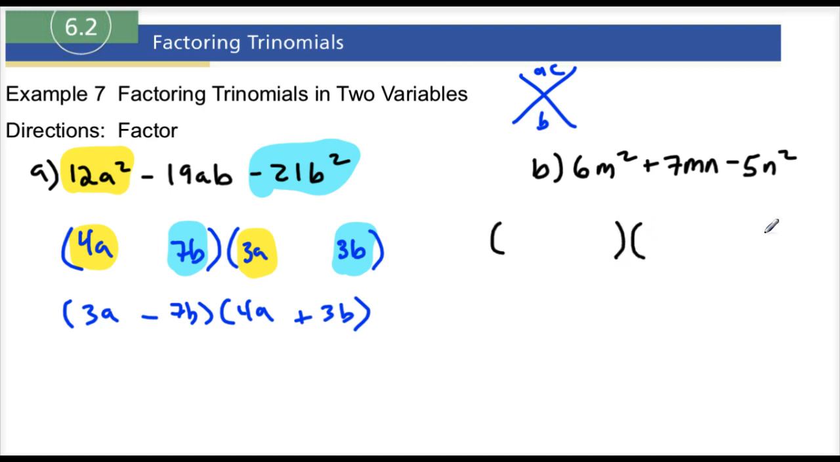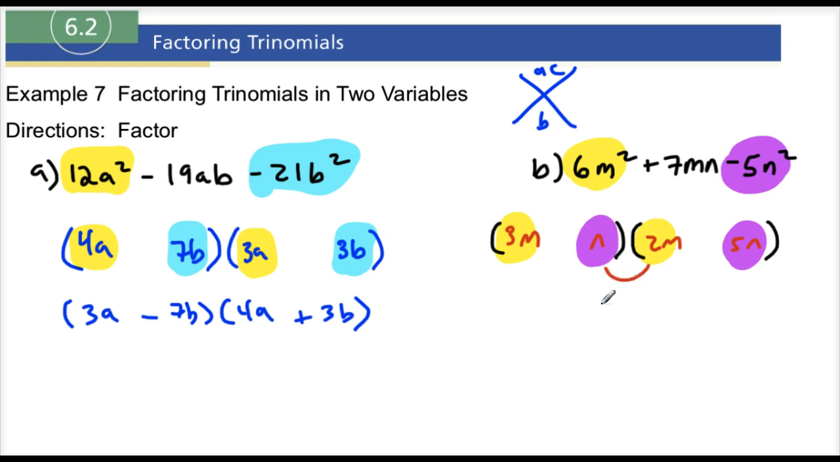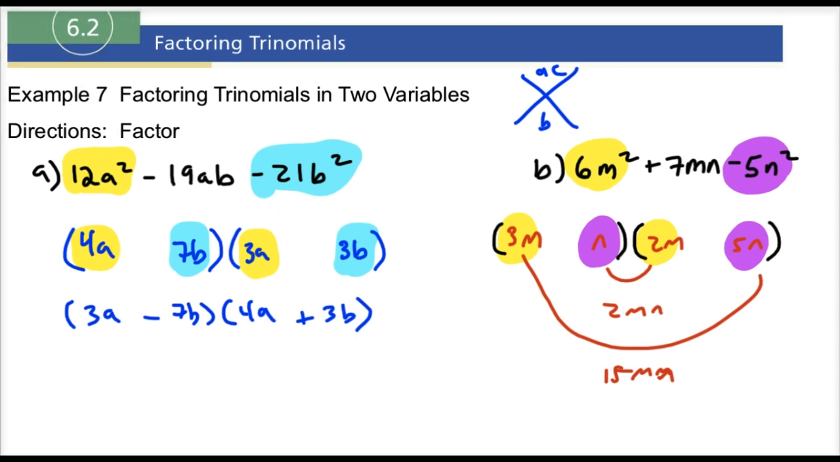So I'm going to start with my parentheses, and I know that when I multiply this guy and this guy, that has to give me 6m squared. And when I multiply this one and that one, that has to give me negative 5n squared. So let's start with 6m squared. I'm going to do 3m and 2m, and there's only one way to get 5, 1 and 5, so I'll put n and then 5n right here. Multiply it out and see if you get 7. If I multiply these, I'll get 2mn, and if I multiply these, I'll get 15mn. Is it possible to get 7 out of that? Oh, no. So I know that's not correct.